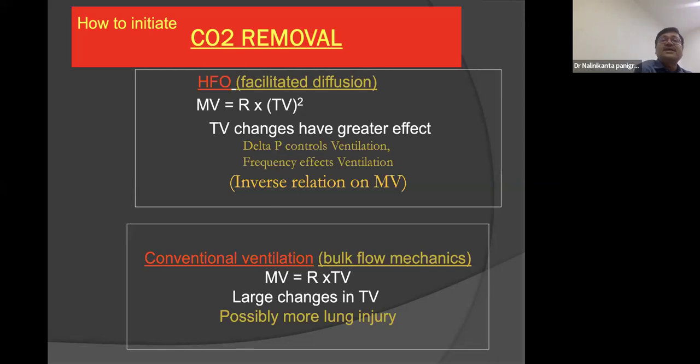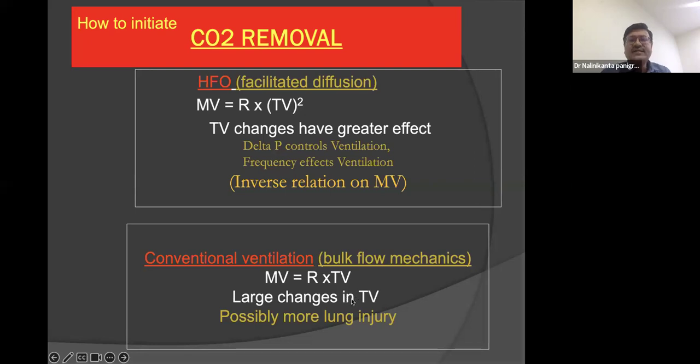So how to handle the carbon dioxide removal? Carbon dioxide removal again is influenced by 2 factors here. One is delta P, the amplitude, the other is the frequency. So directly we can choose both factors. Remember, in conventional ventilation, the minute ventilation is dependent on rate and the tidal volume.